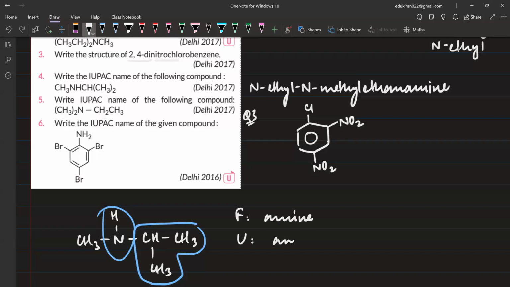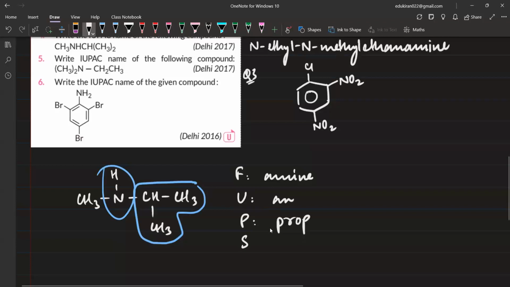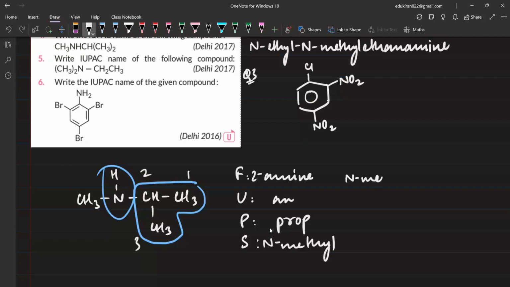Unsaturation is going to be an. The parent is going to be prop. And then you have a substituent, that is a methyl. 1, 2, 3. So amine is in the second carbon atom. CH3 is on the N, that is nitrogen. So the name will be N-methylpropane-2-amine. Okay. So this is how you are going to name it.